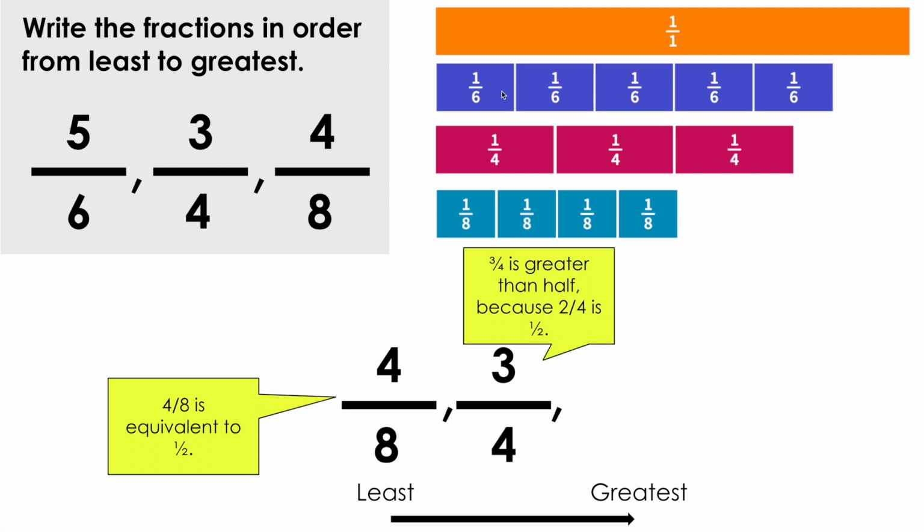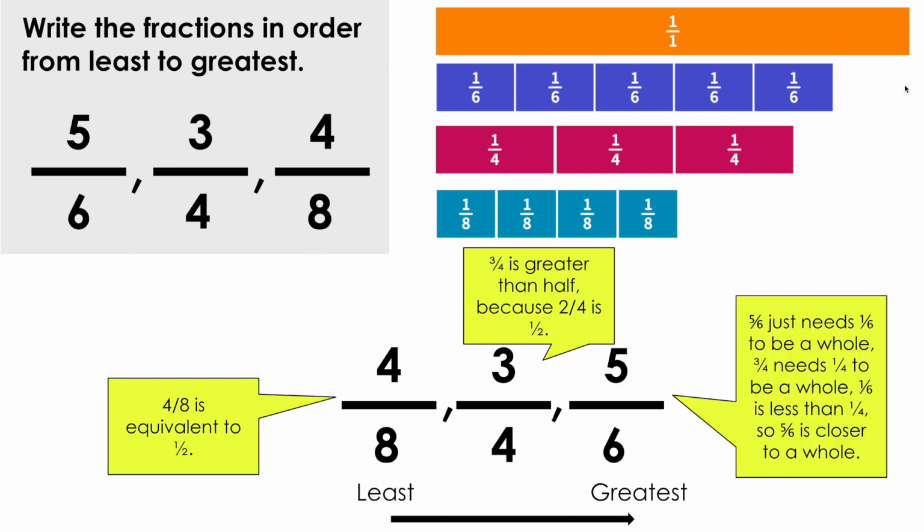For the greatest fraction, we would need 1, 2, 3, 4, 5 sixths. We know that we need one more sixth to be at a whole, and here we need one more fourth. Sixths are smaller than fourths. Therefore, this fraction is closer to being at a whole, which means that 5 sixths is greater than 3 fourths.